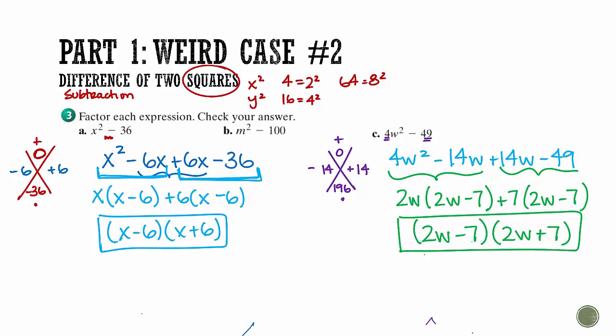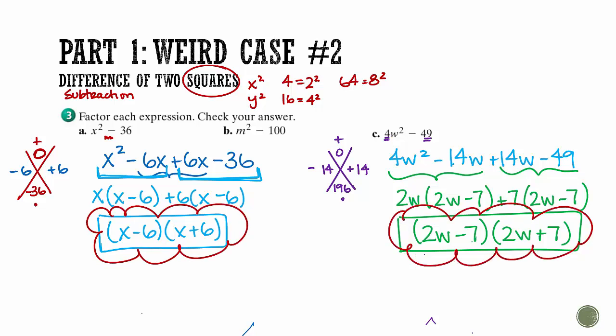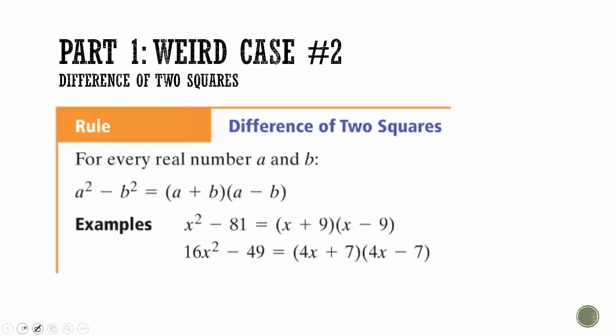Now I want you to look at both of these answers that we got. These answers are special. Remember, these are weird cases of things. These answers look almost identical, except one has a positive and one has a negative. There is a much quicker and much easier way to do these problems because they're so special. If you have a difference of two squares, so two numbers that are squares with subtraction in between, you know that the product of the factors has to be whatever this number is plus whatever the other number is, and then whatever this number is minus whatever the other number is.